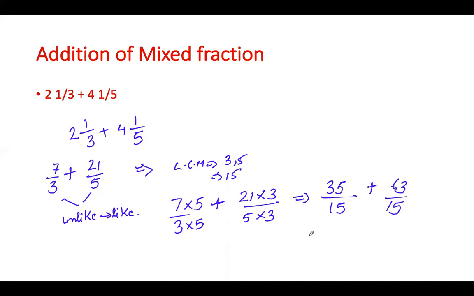Now the denominators remain the same and we add both the numerators, right? So 98 over 15. How can we convert 98 over 15 into the simplest form? Now we divide 98 by 15. We know that 15 is the divisor and 98 is the dividend. How many times does 15 go into 98? We multiply by 6, so we get 90 and 8 is the remainder.